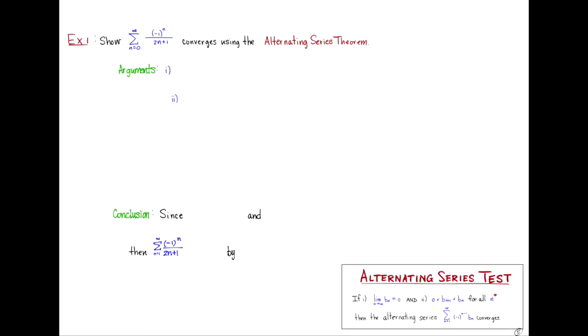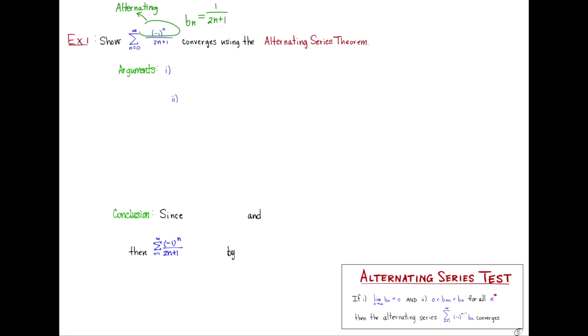This is the same series from our previous page. Notice here that we're starting at n equal to 0 to infinity of negative 1 to the n over 2n plus 1. The negative 1 to the nth power makes this an alternating series, where our b sub n is the size of the terms, 1 over 2n plus 1.